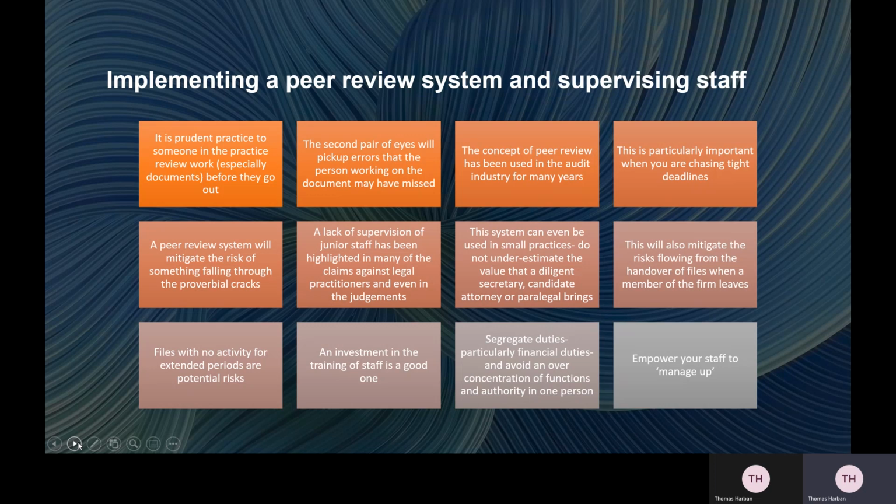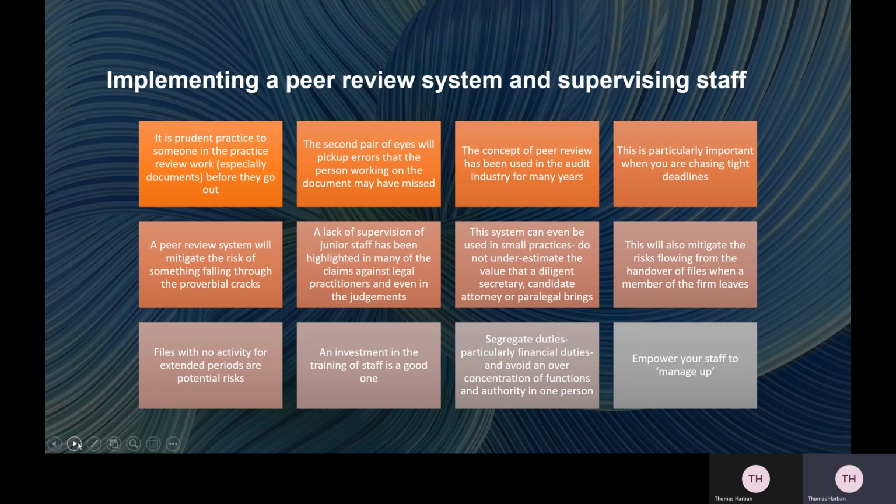On the other hand, if you have been working on a matter for a long time, drafting documents, and you keep updating and going through version after version, there comes a time that you are so invested in the document that you may be blindsided by something that you did not consider, which your colleague, in conducting the peer review, may pick up. So peer review is a good system to mitigate risks and to prevent anything falling through the proverbial cracks.